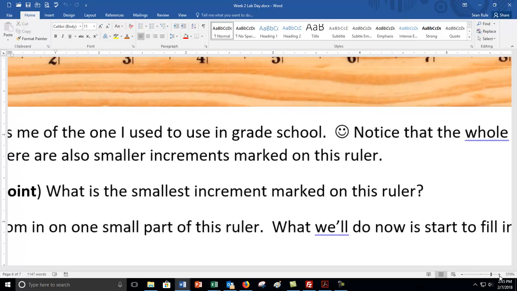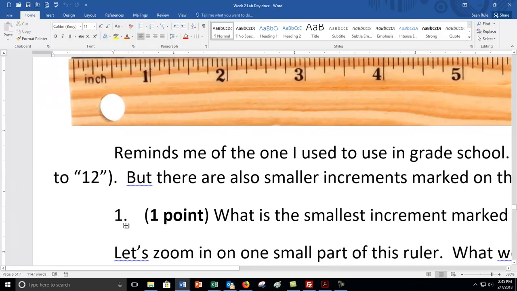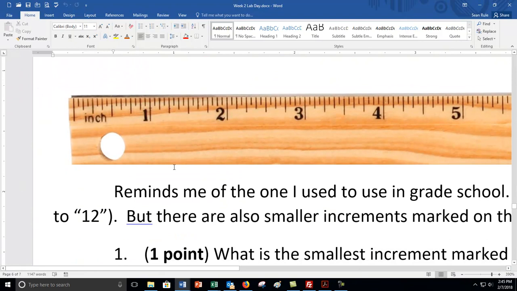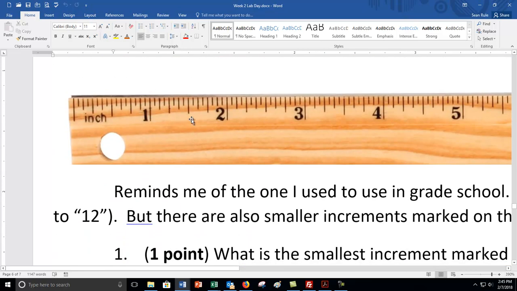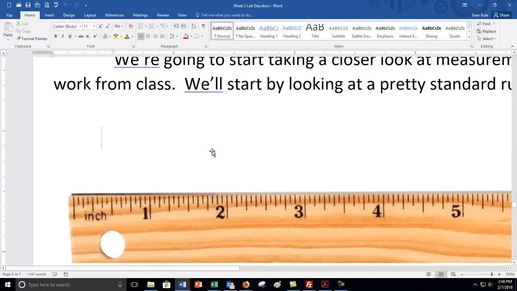Let's zoom in some more. Okay, here we go. All right, so let's just look between 1 and 2. That's a full inch. This right here would be half an inch. I do reference that down here. We'll get to that in a second. So this would be half of an inch because it's halfway between 1 and 2. Then we have halfway between 1 and 1.5, which would be half of an inch. Now, we did talk about that in class. I'm going to go ahead and write some stuff down here.